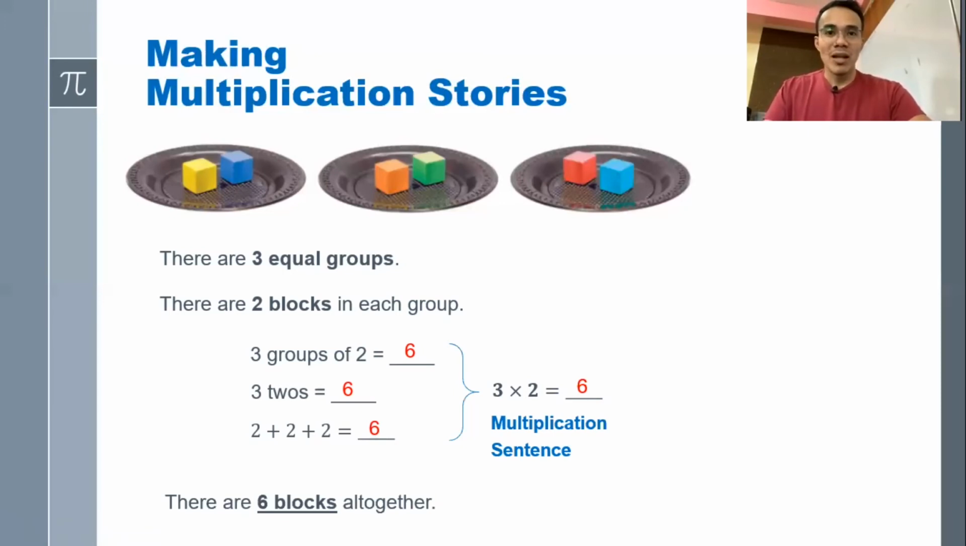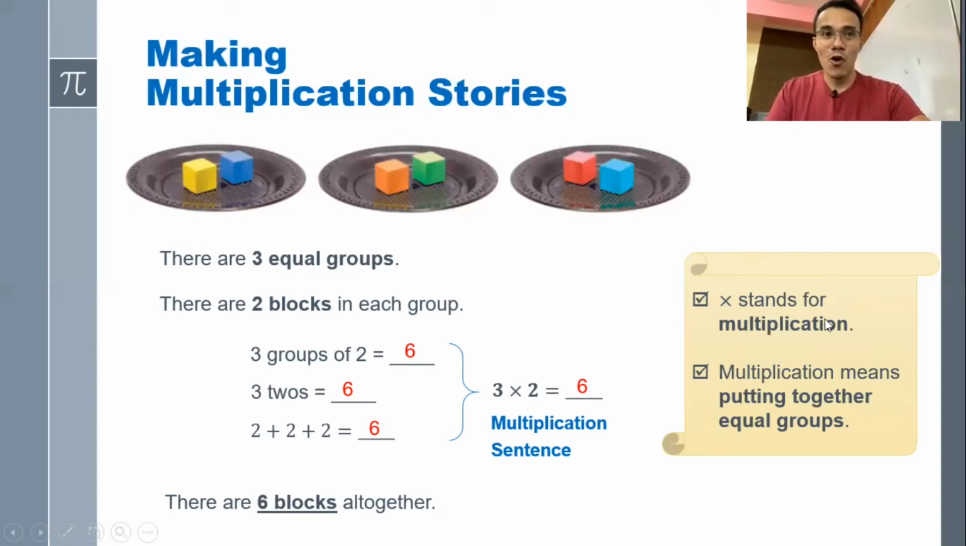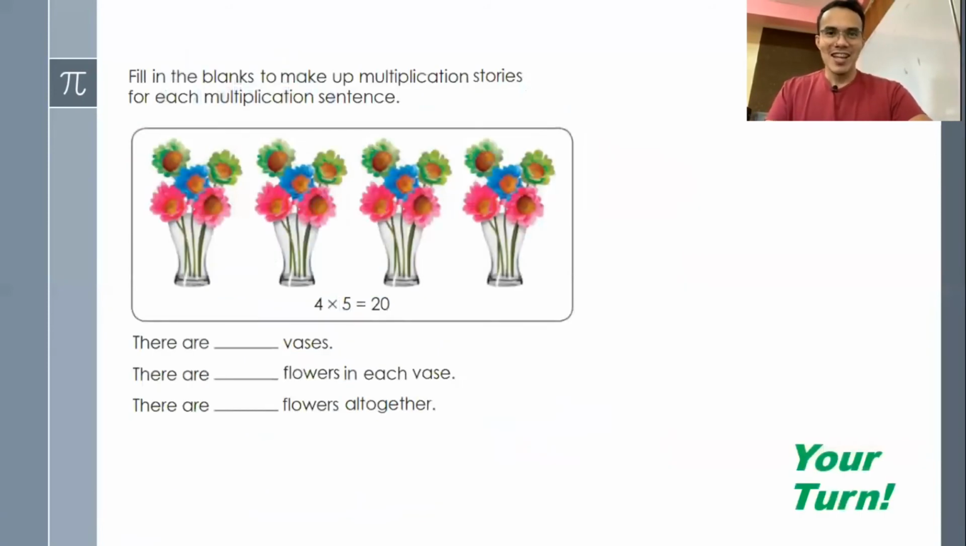Now, grade 2, let's go back to 3 times 2 equals 6. In this sentence, the X stands for multiplication, and it means putting together equal groups. Again, multiplication means putting together equal groups. Are you ready for your next exercise? All right, let's see if you have understood the concept of multiplication. I'm giving you time to do this final exercise.